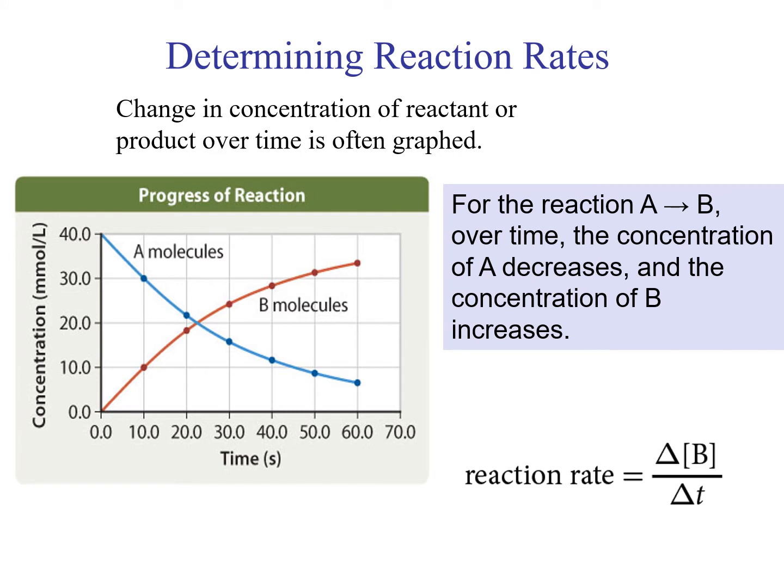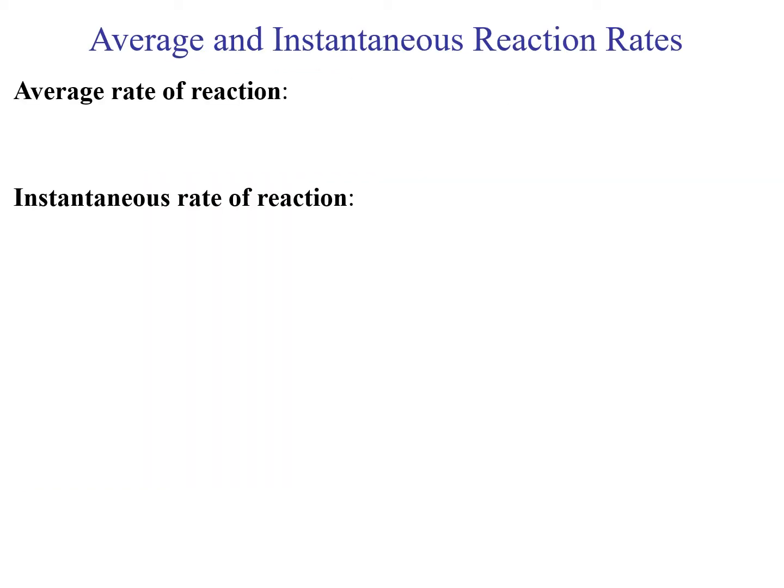If asked to calculate the rate of reaction of B, how would you do so? You would use a simple formula shown here, where the rate of reaction is delta B divided by delta T, where delta B equals the final concentration of B minus the initial concentration of B in units of moles per liter, and delta T equals the final time minus the initial time, most often in units of seconds.